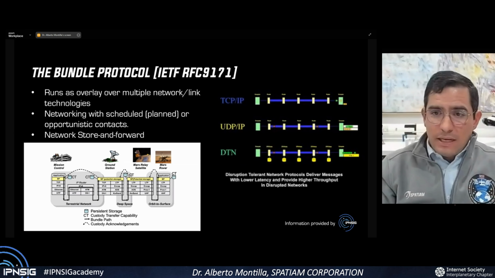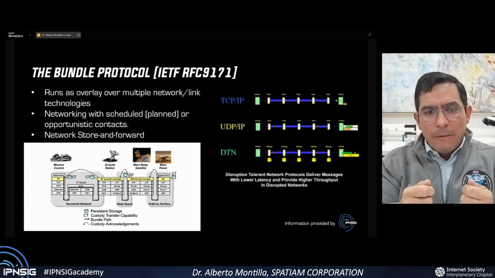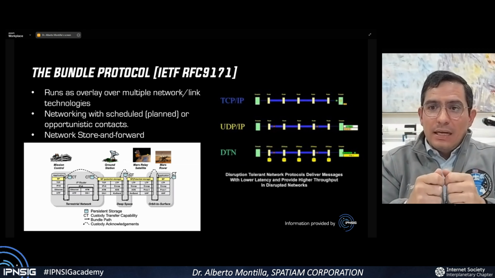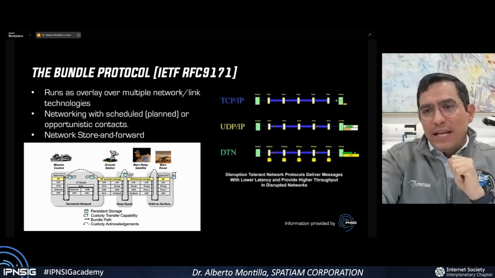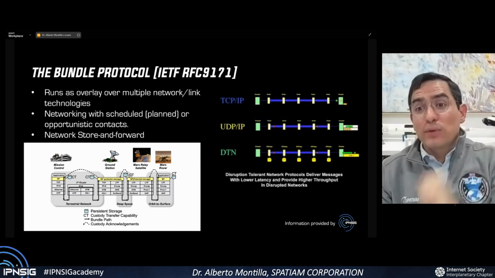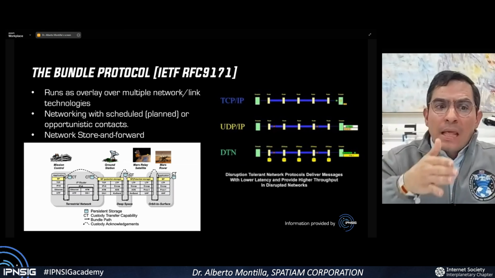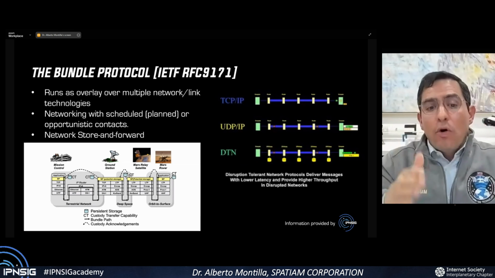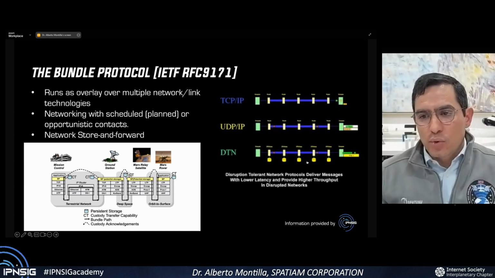Why? Because as you know, and as we have been talking about, there may not be a link between one node and the next node for a while. So what do you do with the data that is incoming? You have to store it so that it doesn't get lost, right? So the networking performs store and forward. Every node has the capability to store data.